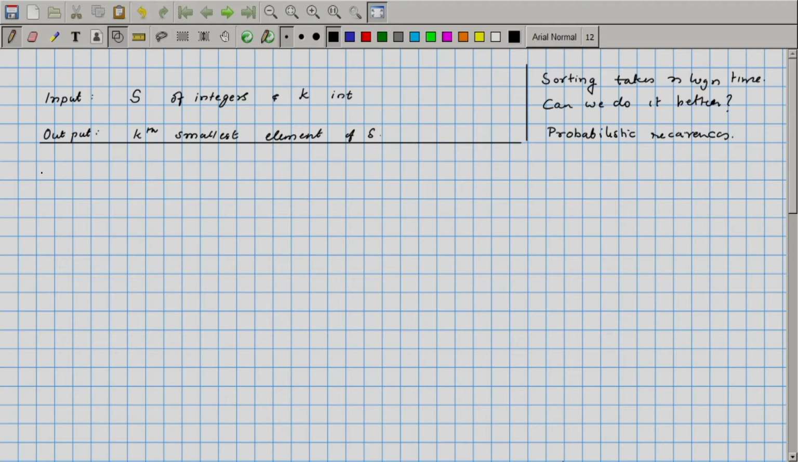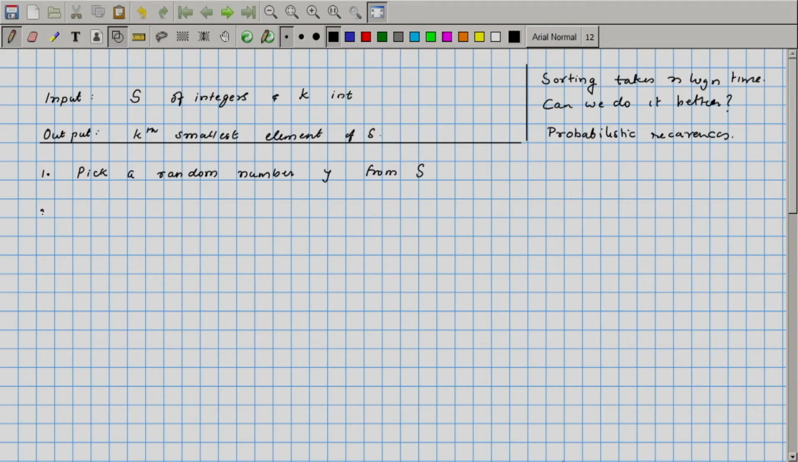So, our algorithm, the steps are as follows. First, we pick a random number y from S, and based on this randomly chosen number, we split the entire set into two parts. It is a very natural thing to do. The set of numbers which are smaller than y and the set of numbers which are greater than y, and based on the number of elements in these sets we recurse. That is the basic idea of the algorithm.